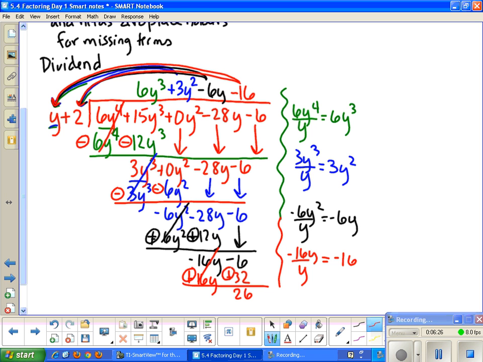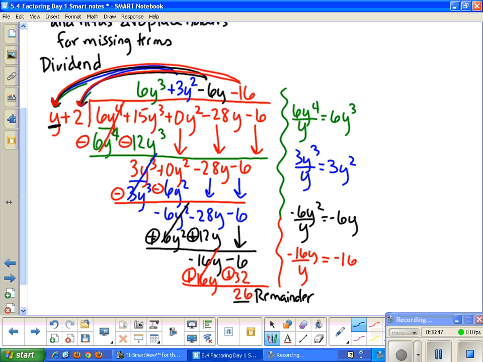And since this right here, the last term is constant, degree 0, and the divisor is degree 1. Whenever the last part is less than the degree of your divisor, that means you can stop. So right now that tells me my remainder is 26.